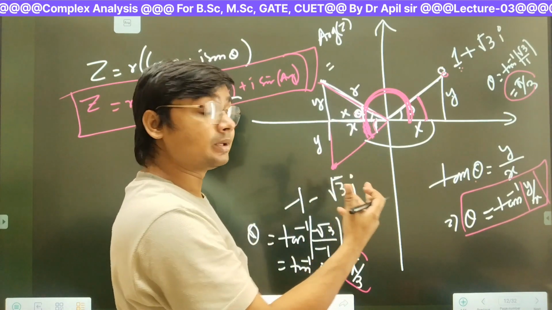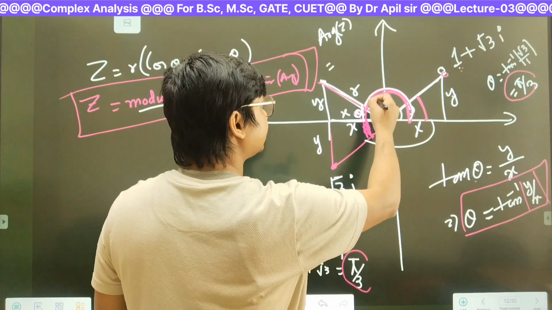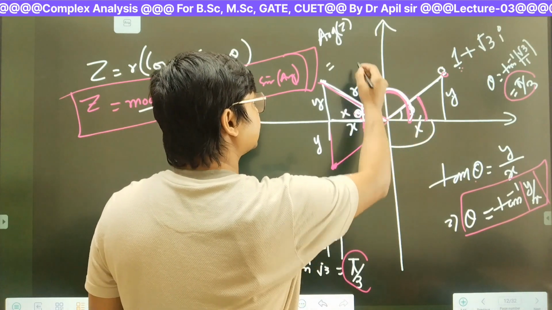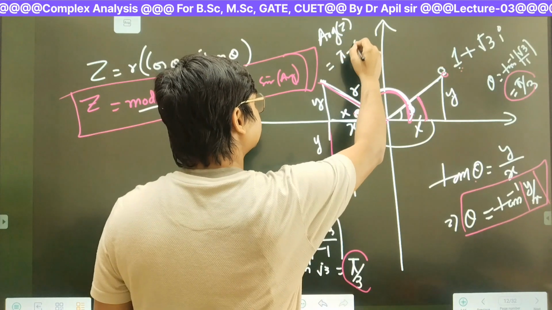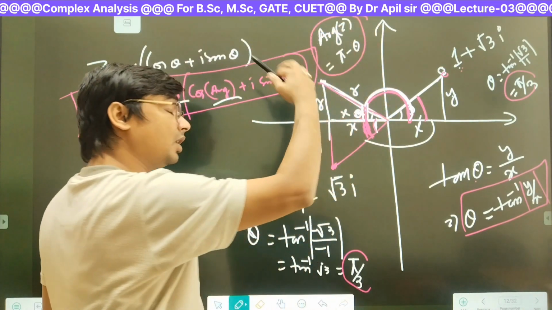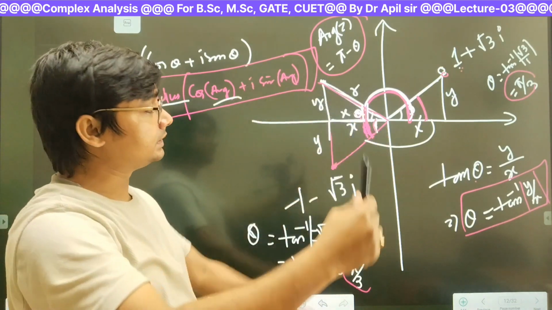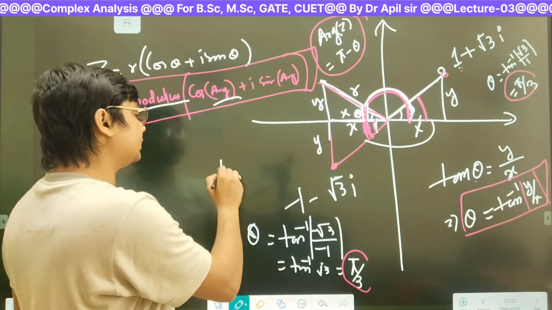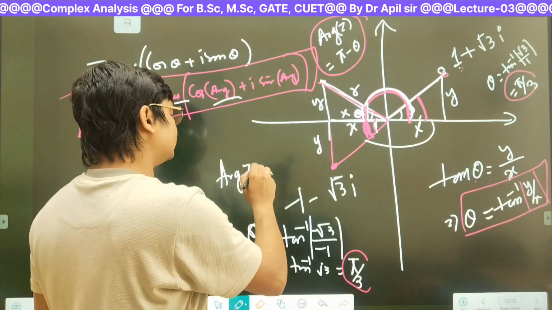But what is the actual argument? This is the actual argument, right? So you see here total is pi, so pi minus theta. So this is pi minus theta. This will be the argument of the complex number which lies in the second quadrant, right? And in the third quadrant, what will be the argument?